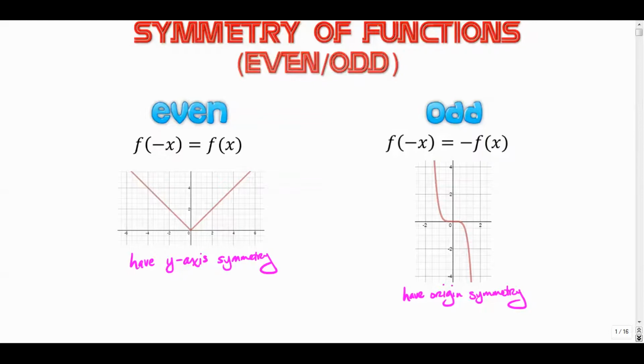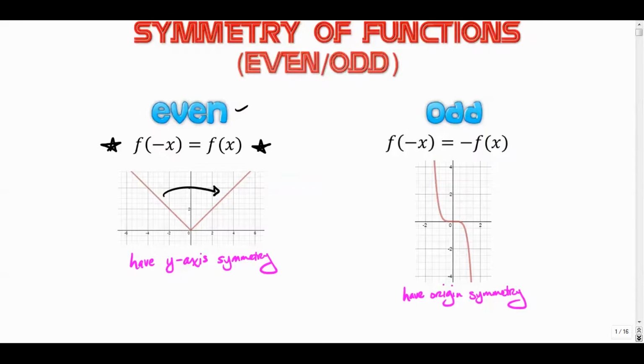If that's the case, a very formal definition of it is you replace all the x values with negative x values, and you should get the original function back. It's not super easy to understand, I should say, so I'm going to show you some shortcuts to test that. But if a function has y-axis symmetry, we call it even. We call that an even function.